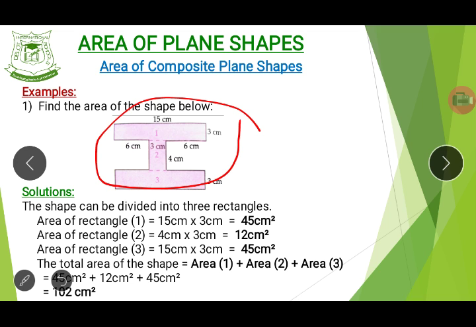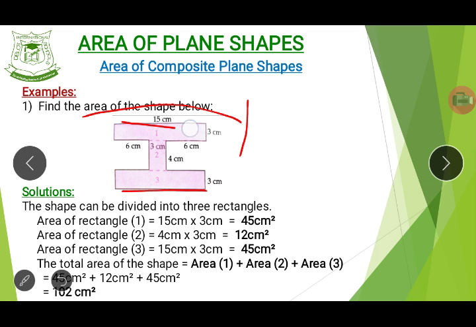As you can see, the first rectangle has length 15 centimeters and breadth 3 centimeters. When you do that, you have 45 centimeters squared. The second rectangle is this one, which has a length of 4 centimeters and breadth of 3 centimeters. You see that now? And then the last rectangle, this one, is also the same length as this one. So 15 times 3, 45.